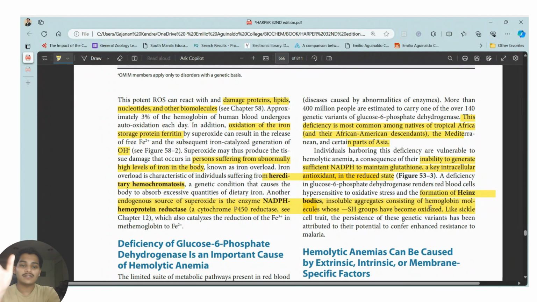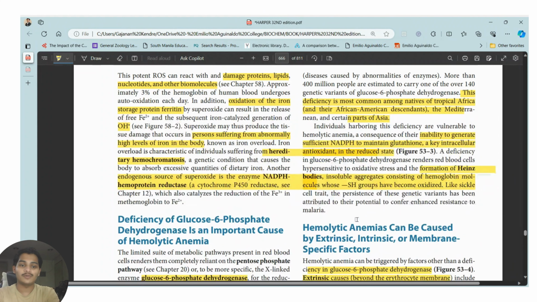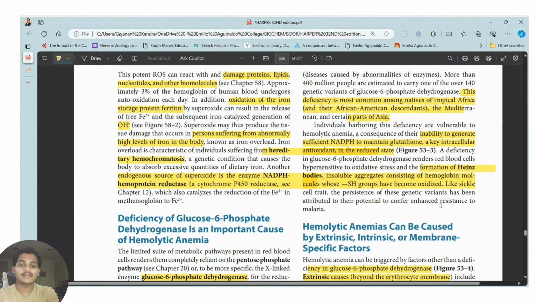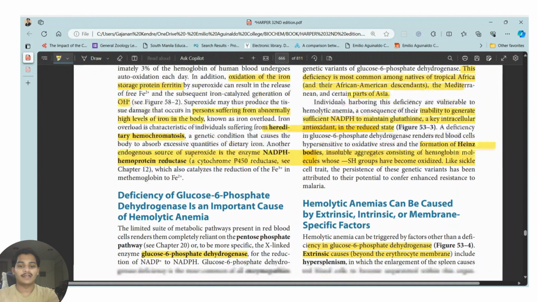And the persistence of this genetic variant has been attributed to the potential to confer enhanced resistance to malaria. Yes, for sure, in the sickle cell disease or trait, the patient develops resistance toward malaria, but the more harm is that having a sickle shape of an RBC, the RBC won't be able to carry and transport oxygen, and the patient will be anemic again.